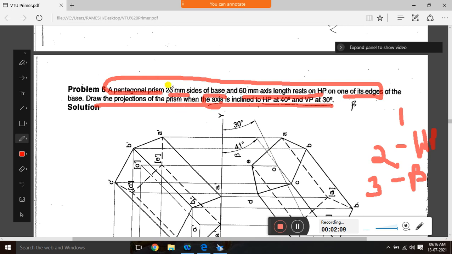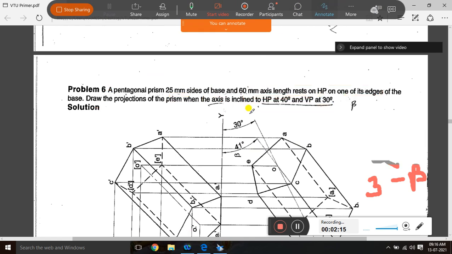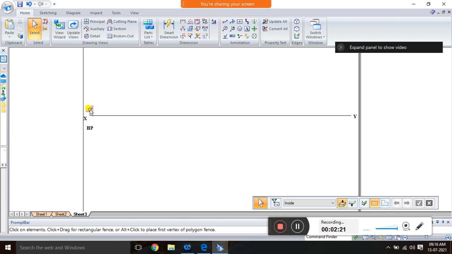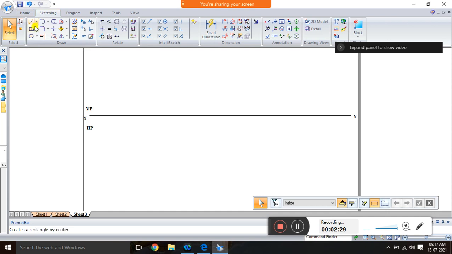Okay, so a pentagon with 25 mm side edge and 60 mm axis length. Yes, first you have to draw the XY line and indicate VP and HP. Above the XY line is VP, below the XY line it is HP. And construct the pentagon. Okay, I already explained so many times in the planes how to construct a pentagon. So here I am going to directly construct the pentagon. You already know how to manually construct. Okay, so it is an edge condition, always on the right side.